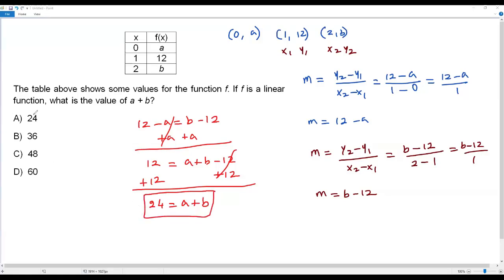So it is 24. We find 24 in option A. So the correct answer choice for this question is option A.